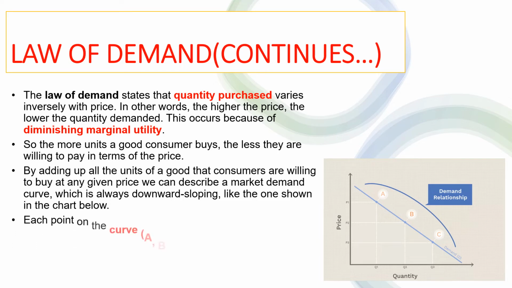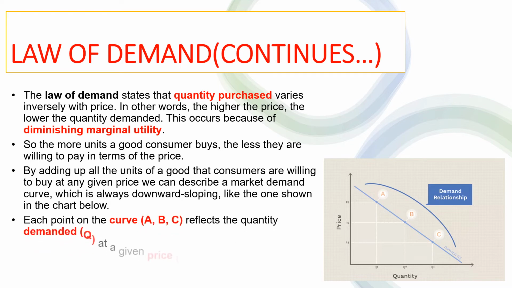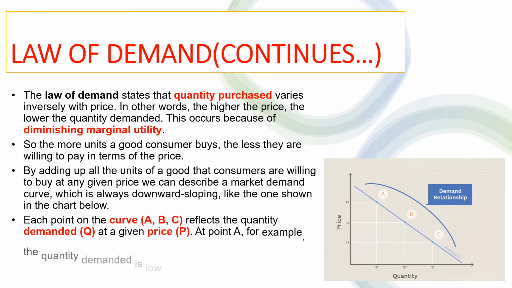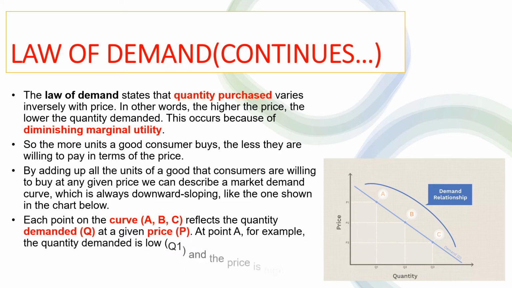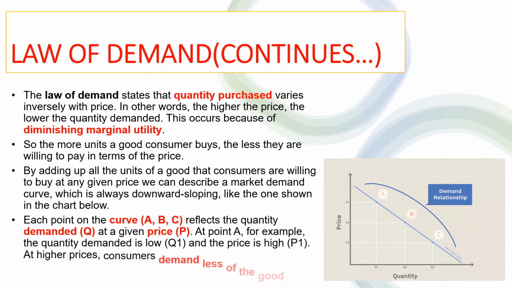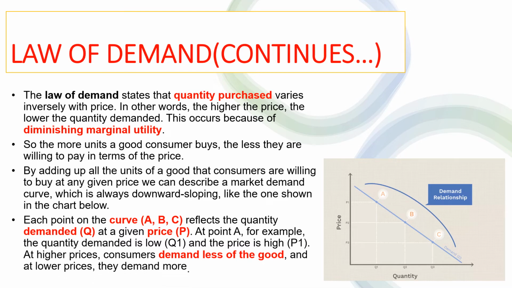Each point on the curve, A, B, and C, reflects the quantity demanded, that is Q, at a given price, which is P. At point A, for example, the quantity demanded is low, which is Q1, and the price is high, that is P1. At higher prices, consumers demand less of the good, and at lower prices, they demand more.